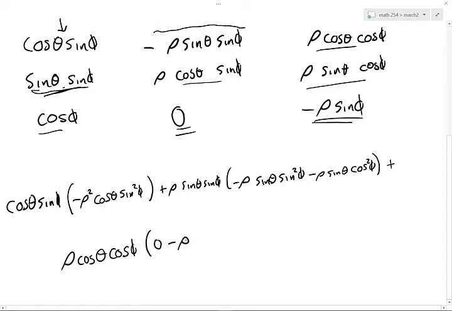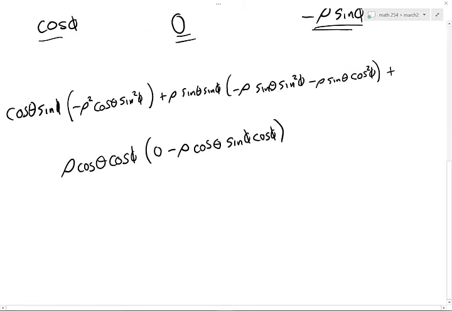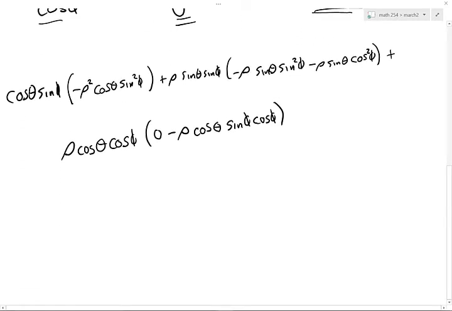Minus rho cosine theta sine phi cosine phi. That part looks goofy. Oh no, it's going to be okay. I see the problem. I see it now. We're good. All right. So we're good there.